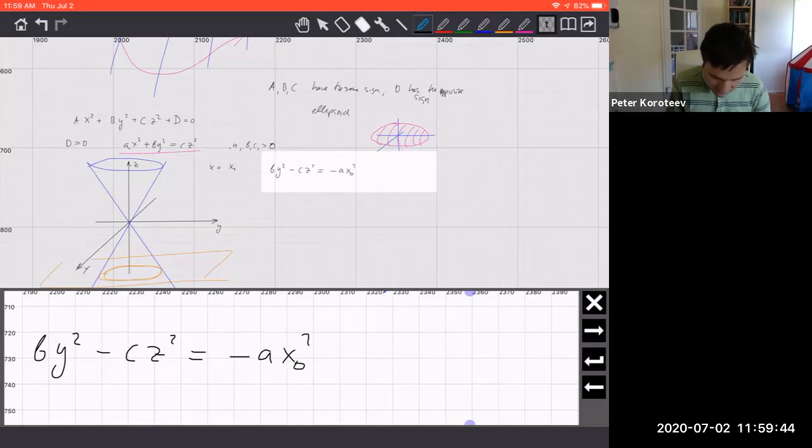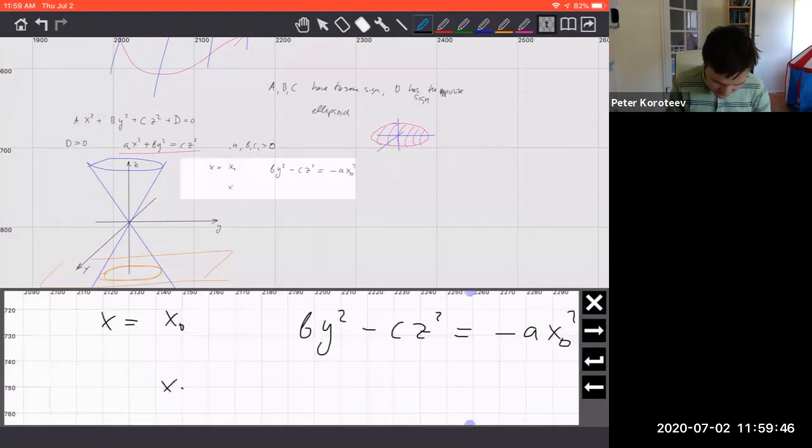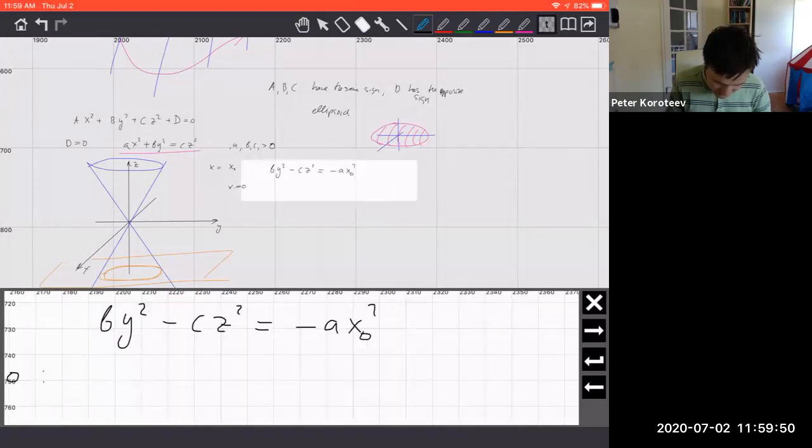But what if x0 is equal to 0? What if x is equal to 0? Well, then we have this equation.